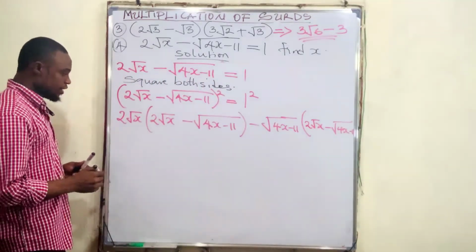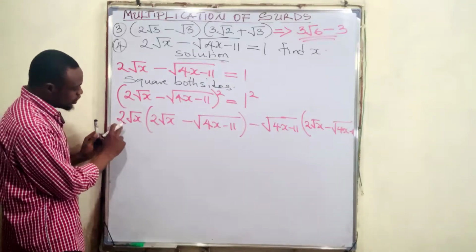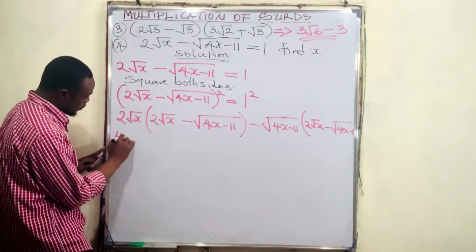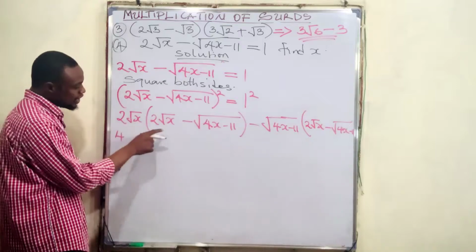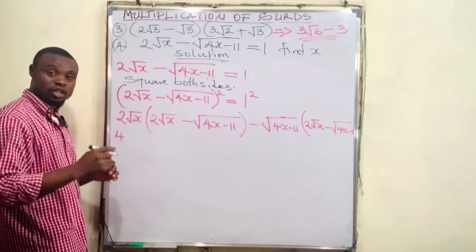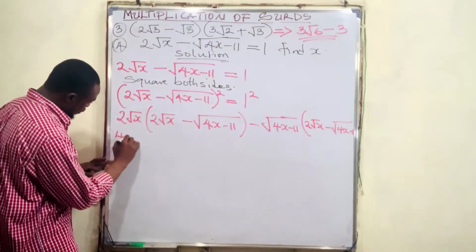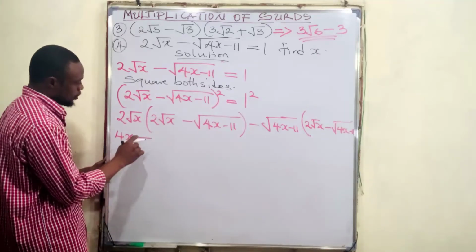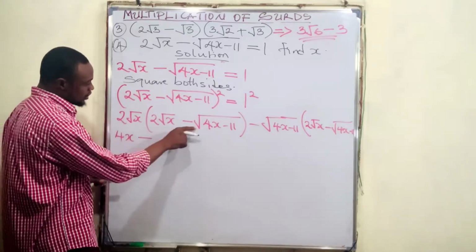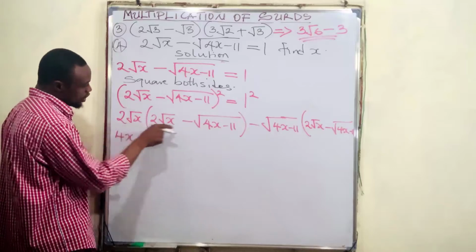Okay. Now, 2 here multiplies 2 here. We have 4. Now, x multiplies x. It's going to be x squared, right? So the root cancels. So we have 4x. Now, 2 multiplies, there's nothing outside here. So we have 2x multiplies everything.